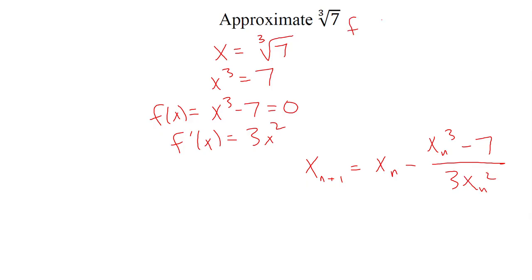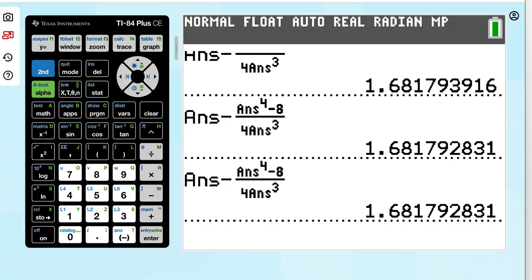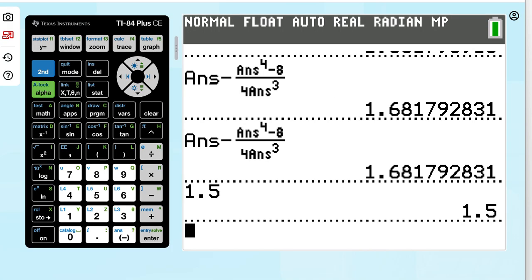We know that f is continuous because it's a polynomial. And we know that f of 1 is -6 and f of 2 is 1. Therefore, f of x by the intermediate value theorem must equal 0 on the interval 1 to 2. And so we'll start with our first guess of 1.5. And you'll write down all of them again, but I'm not going to. I'm just going to type it in here, 1.5, hit enter.